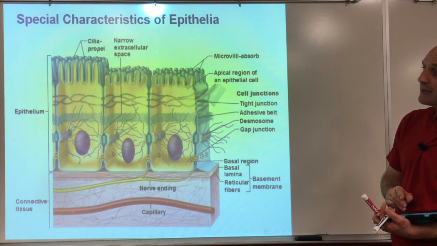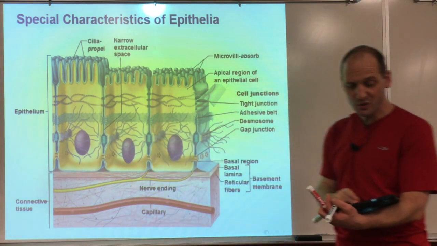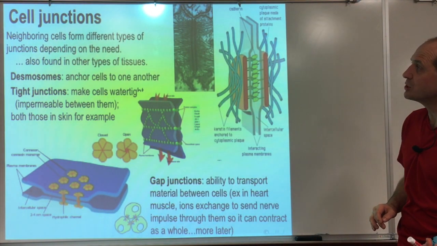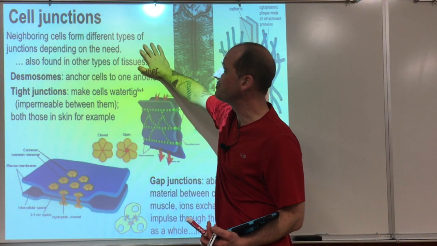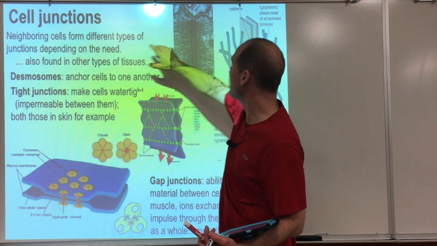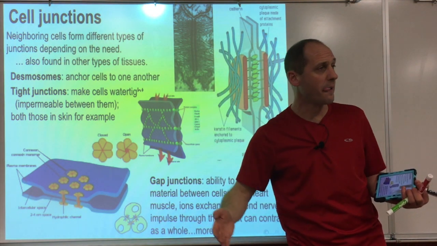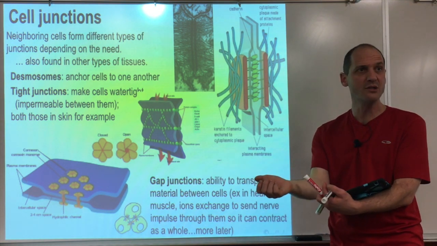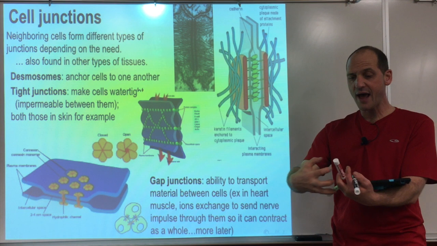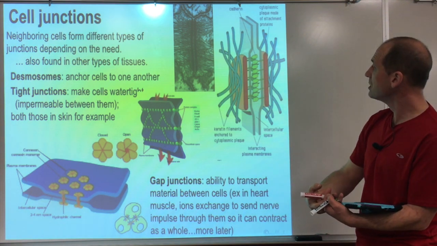Because then the next topic is these connections between the cells. So there are cell junctions. And neighboring cells form different types of junctions depending on the need. This is all cellular, it's just cell after cell after cell. And so some cells need to be very tough, like the skin. You don't want the skin to break when you pull on it. So you've got to hold hands and make it nice and strong.